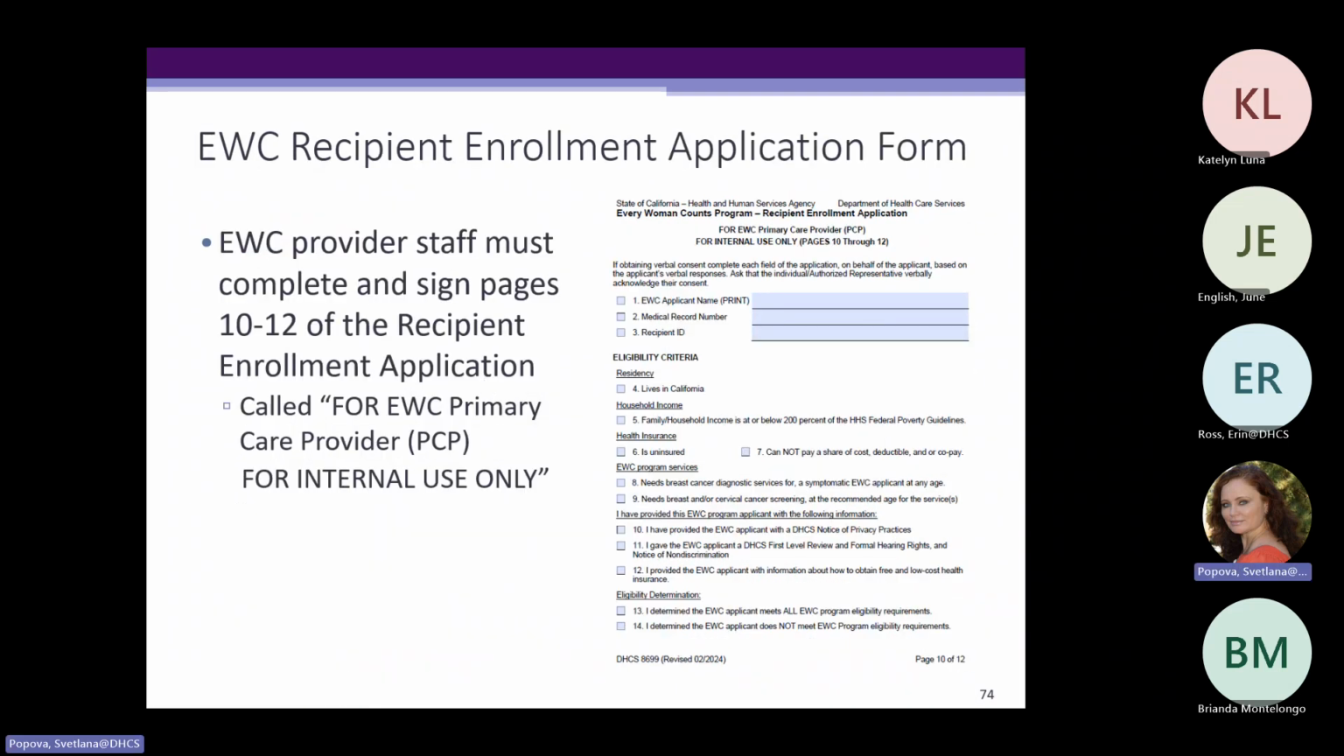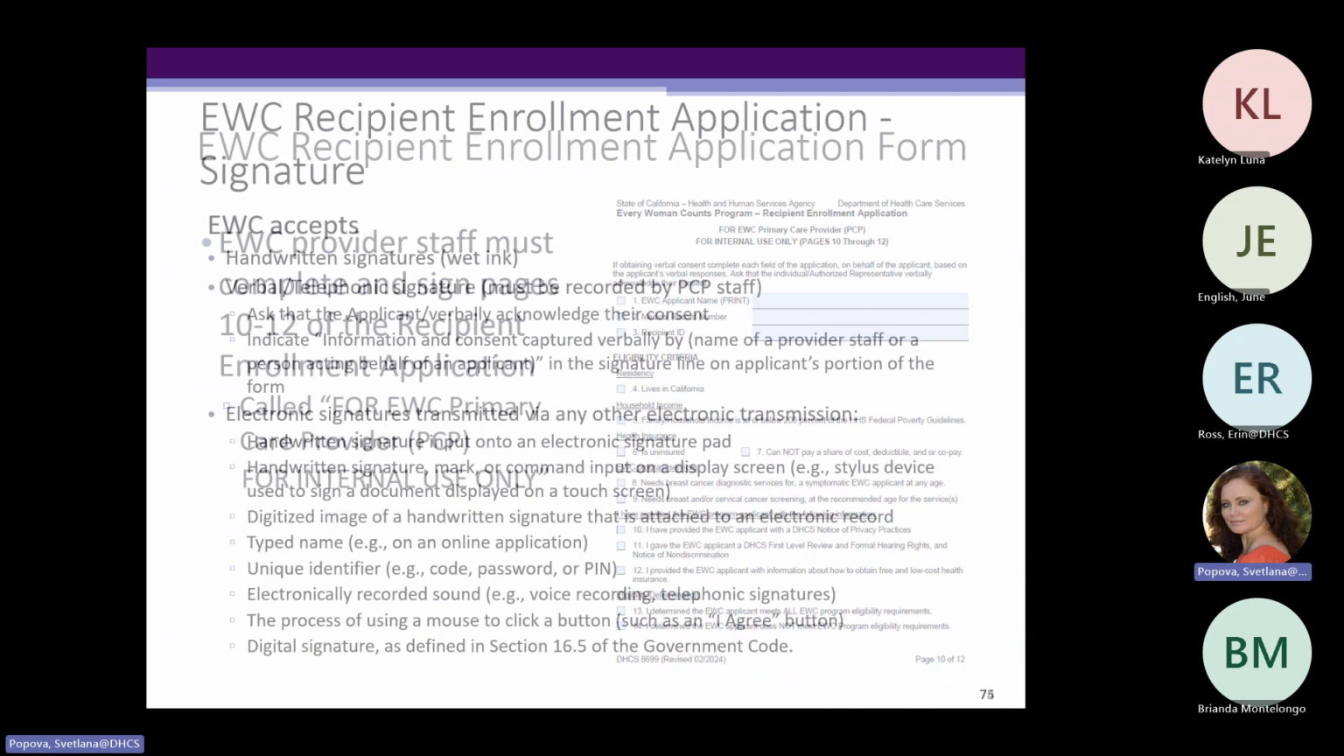This is how the checklist looks. Again, we've talked about it. And EWC provider staff must complete and sign pages 10 through 12 on the recipient application form.